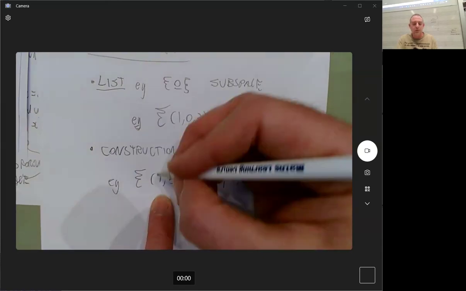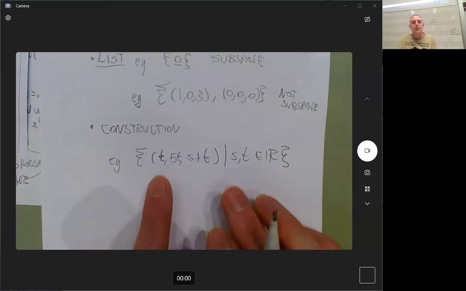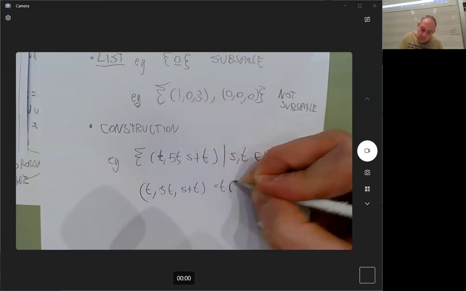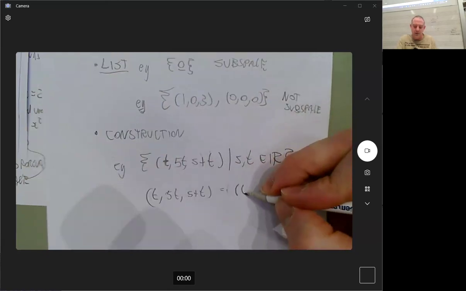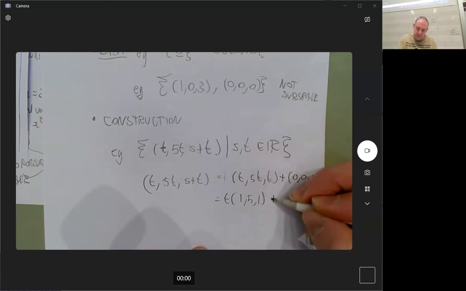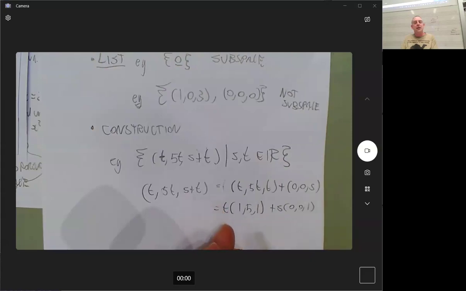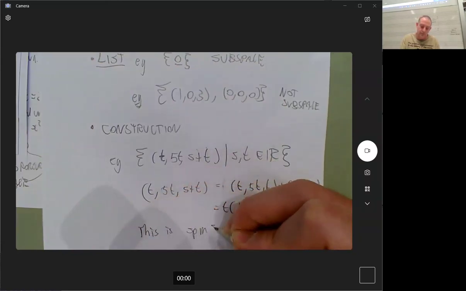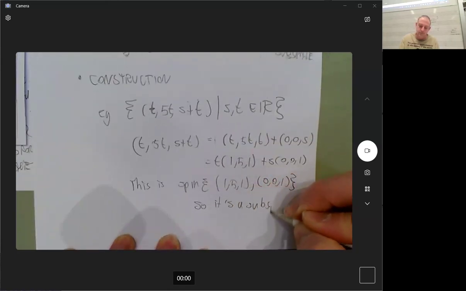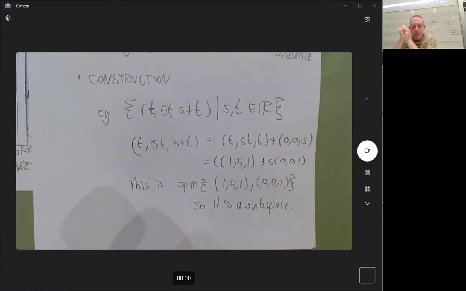So I'm just going to do this one first. I'm going to change that to a T. I can rewrite this as a span. So I can split it up into a vector of just the bits involving T and a vector involving just the S. And then I can bring the T out the front and the S out the front of that one. And lo and behold, it's linear combinations of these two vectors. This thing is the span of these two vectors and is therefore a subspace. But if you don't have all the linear combinations and you've only got some of them, then it's not a subspace.